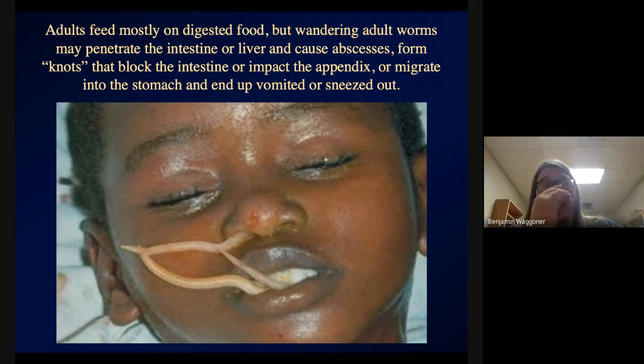And then wandering adult worms have been known to poke holes in the intestine. They've been known to cause abscesses. As you saw, they've been known to form these knots that will block the intestine, or sometimes end up in the appendix and impact it, causing appendicitis. They can even migrate into the stomach and end up getting vomited out or sneezed out, or simply crawling out. Yeah, sorry about that. Next slide's a little bit easier.